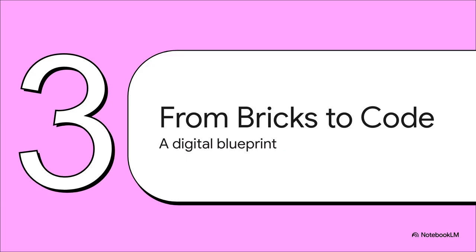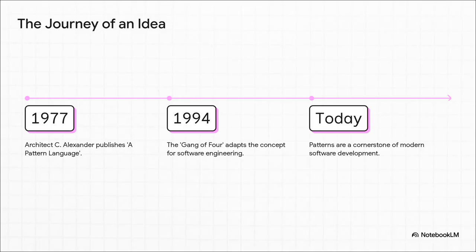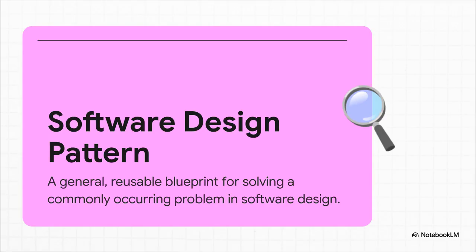Now, an idea this brilliant was never going to stay just in architecture. Pretty soon, a few very smart software engineers had a massive aha moment. They realized they were facing the exact same kinds of problems as architects, just with lines of code instead of bricks. And you can see the journey right here. Alexander published his groundbreaking book in '77. Then, in 1994, 4 software engineers, who are now legendary and known as the Gang of Four, took his core concept and adapted it for software. Their book basically became the Bible for developers, and today, these ideas are absolutely fundamental to how we build things. And just like that, the software design pattern was born.